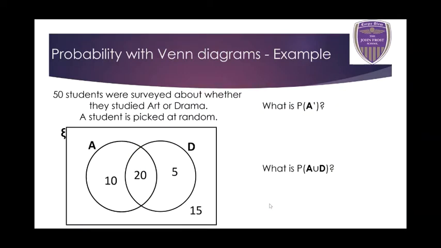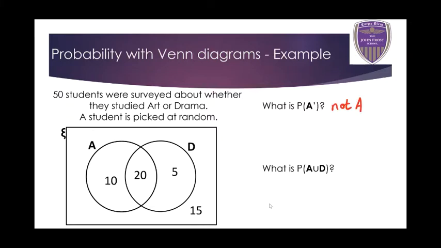So 50 students were surveyed about whether they studied art or drama. One student is picked at random. What is the probability of A prime? That literally means not A. So a student who doesn't do art.